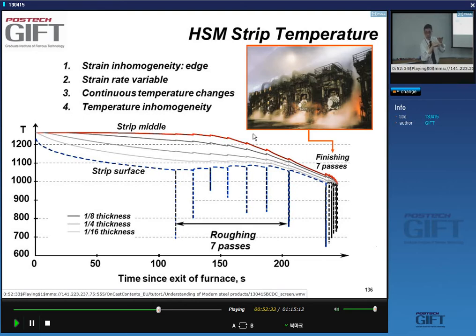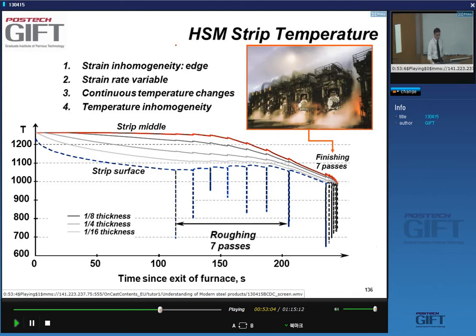So one of the things that will influence the process is, for instance, the strength of the material. Yeah? We know that the strength of a steel is dependent on the temperature. At high temperature, it's softer, at low temperatures harder. So any change in the strip temperature, yes, will have an impact on its mechanical properties and will impact the stability of the mill when you're rolling it.